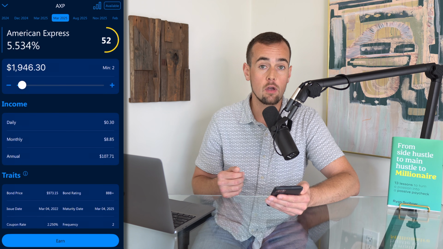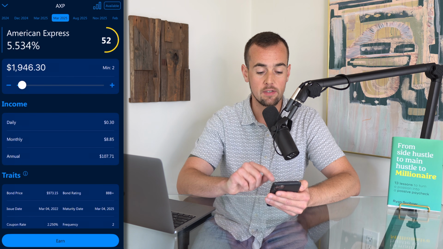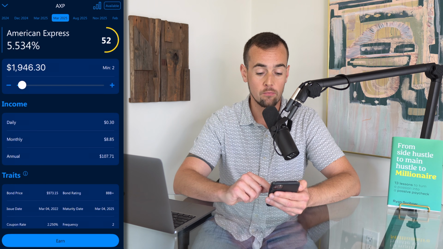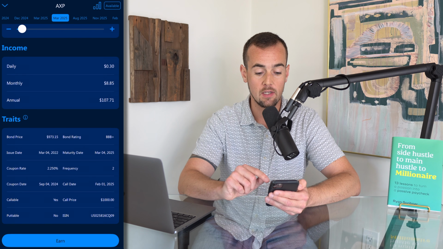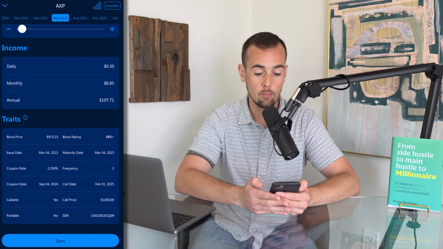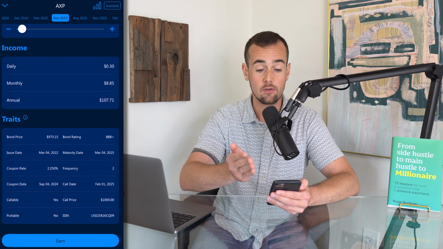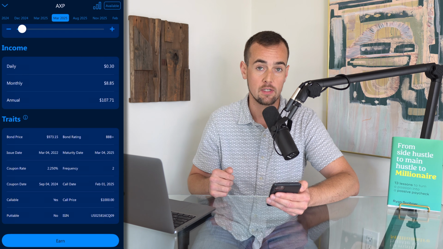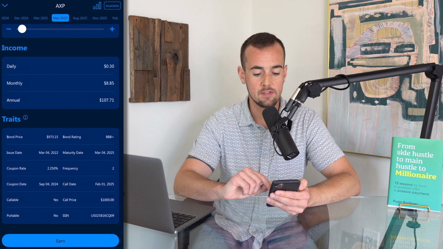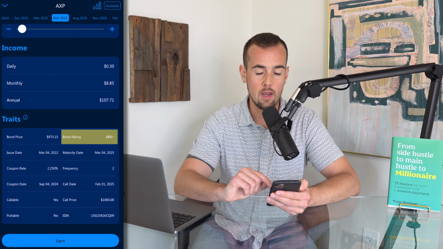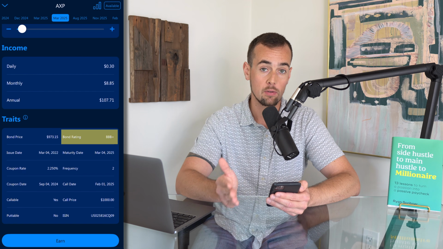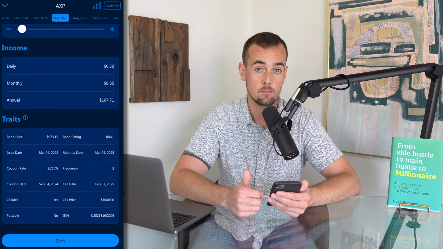In terms of the income that you would have from this, it gives you the daily, the monthly, and the annual. So from those two bonds, you would have 30 cents per day, $8.85 per month, or $107.71 of annual interest income. If you scroll down here to where it says traits, we can see the bond rating, and this here is a BBB+, which means this is an investment grade bond.